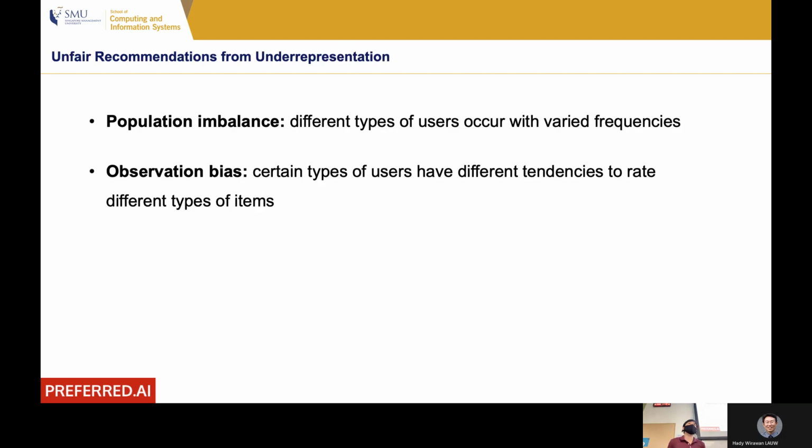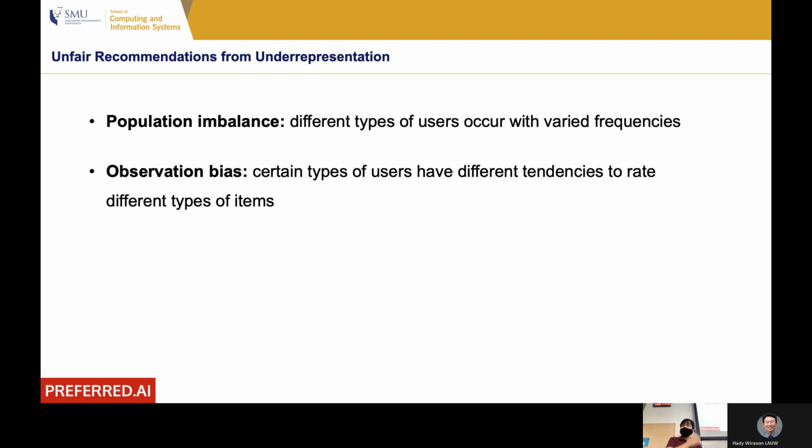In this paper, we focus on two specific types of bias. The first is the imbalance in the population within the system. The population here is the population of users. So we have different groups of users, and they have different populations. That is a bias that might influence the unfair recommendations learned from the system.